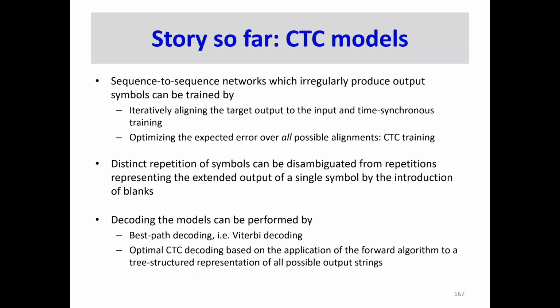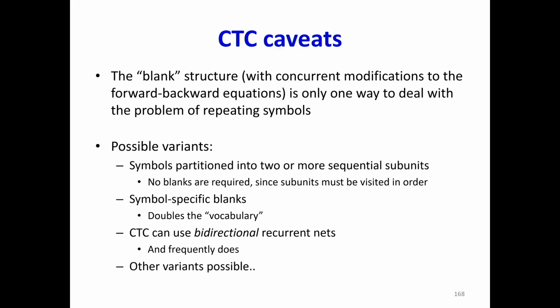So the story so far: sequence-to-sequence networks which irregularly produce output symbols can be trained by iteratively aligning the target output to the input in time-synchronous training, or by optimizing the expected error over all alignments. Distinct repetitions can be distinguished by the introduction of this invisible blank symbol. And decoding can be performed by best path greedy decoding or using the beam search algorithm, right? That shouldn't be a bitter B. That's an error.